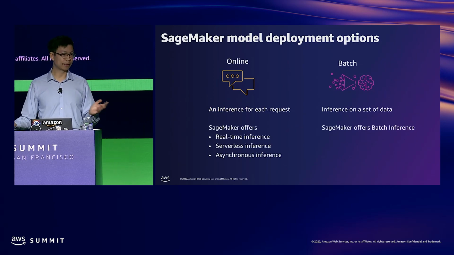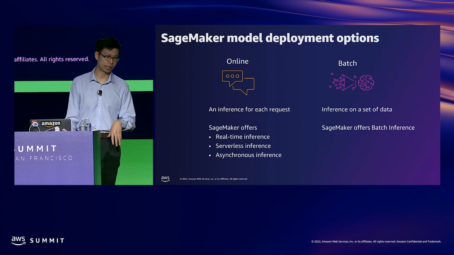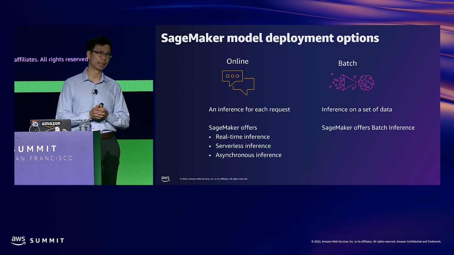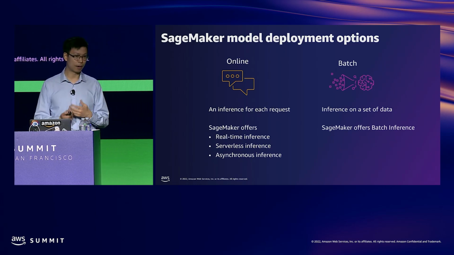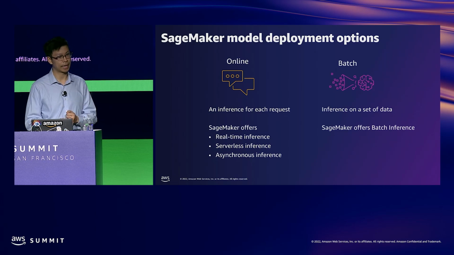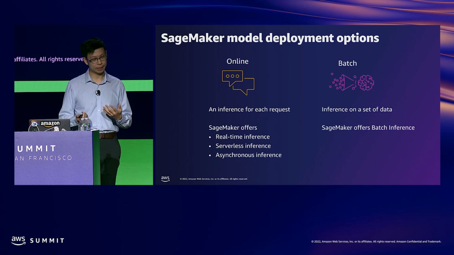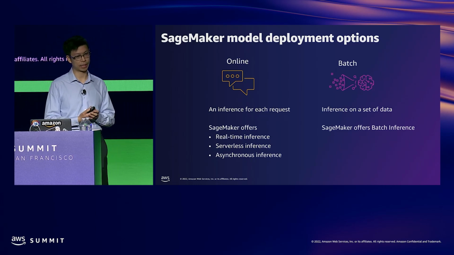Broadly speaking, SageMaker model deployment has 4 options: real-time inference, serverless inference, asynchronous inference, and batch inference. We can broadly split this into 2 categories: online inference and batch inference. With online inference, your application expects an inference to come back with every request that it makes. And SageMaker offers real-time, serverless, and asynchronous for this use case.